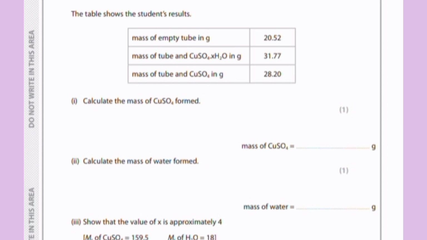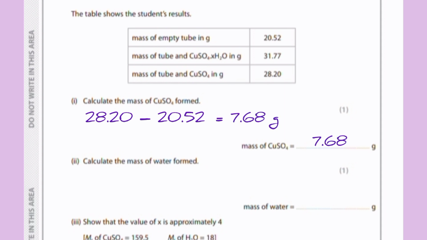So for this part of the question, we will subtract the mass of the empty tube from the mass of the tube and CuSO4. So that gives us 28.20 minus 20.52. It shows us that the mass of CuSO4 formed was 7.68 grams.